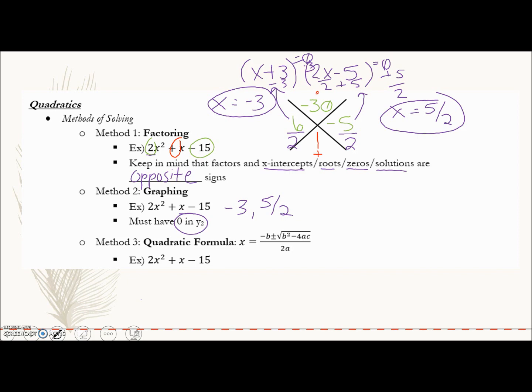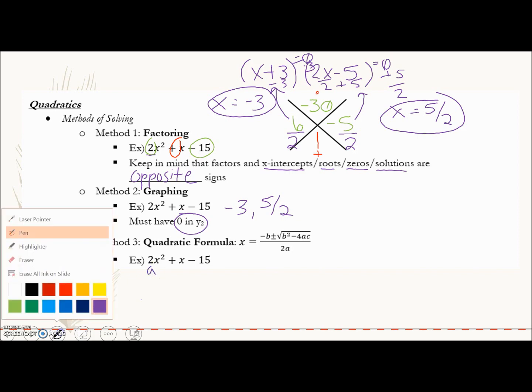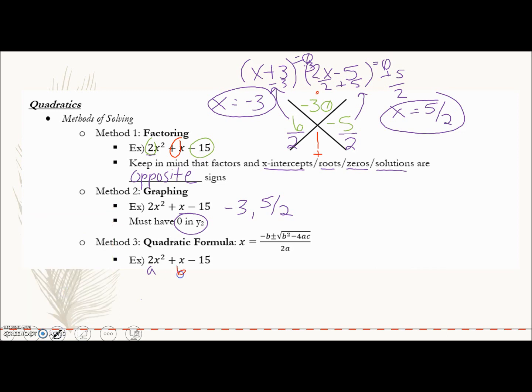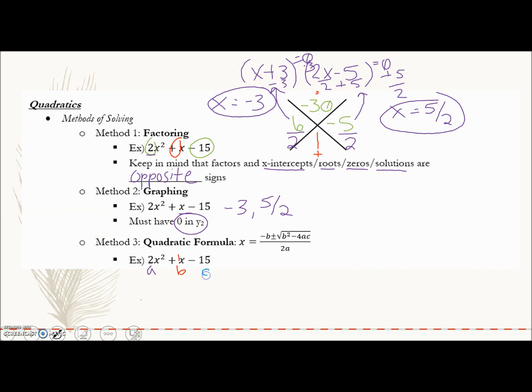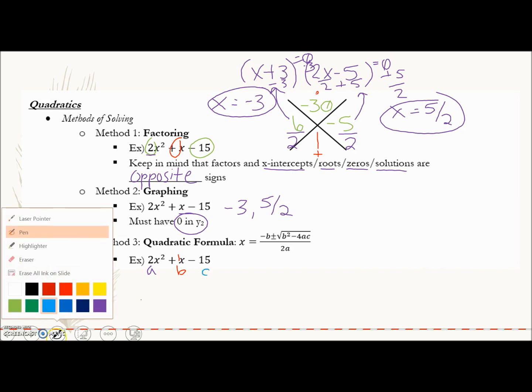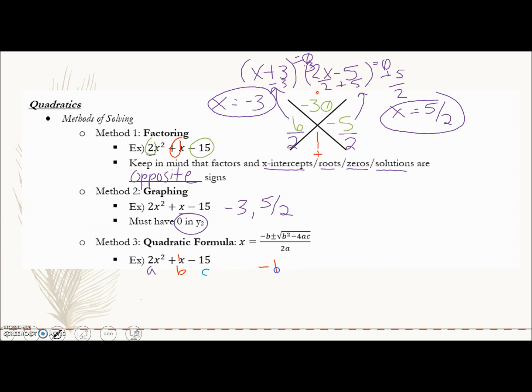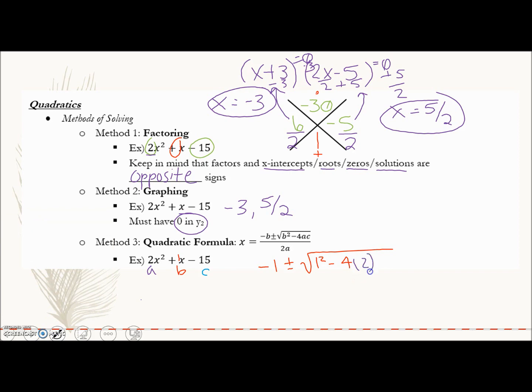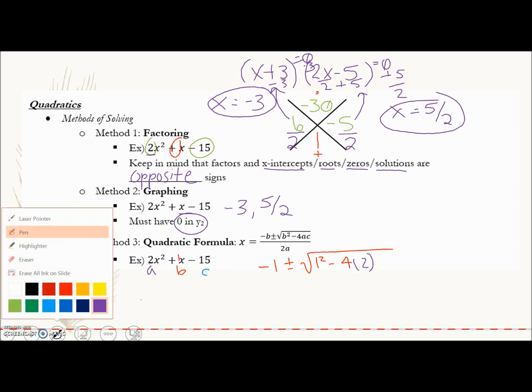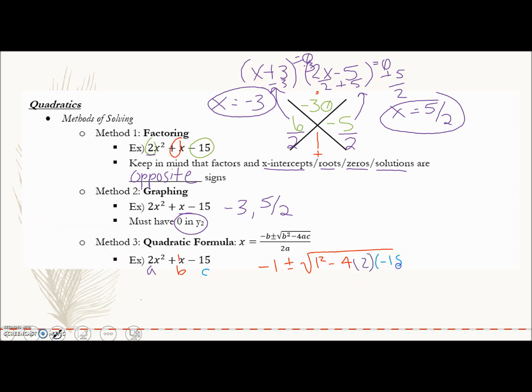And so my A is 2. My B would be 1. And my C is -15. So I do negative b, so -1 plus minus the square root of b squared, so 1 squared, minus 4 times a and c. And then this is all over 2a.